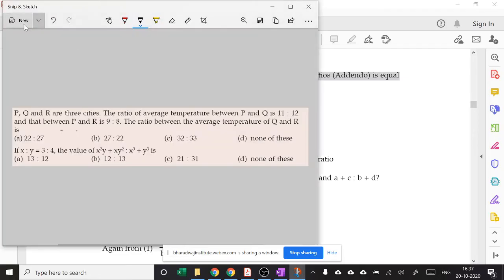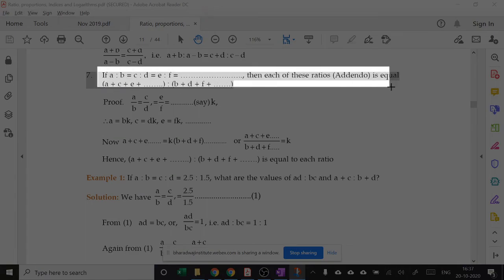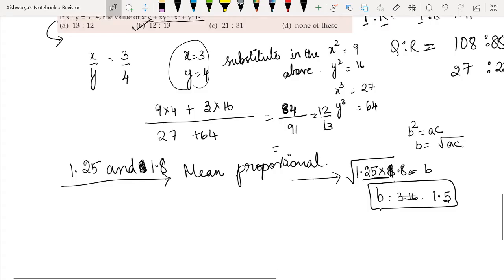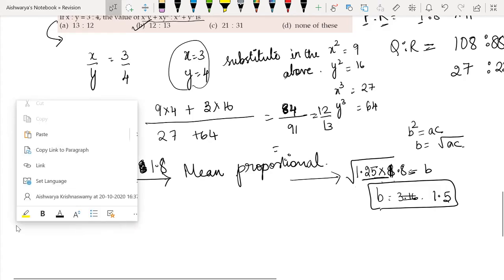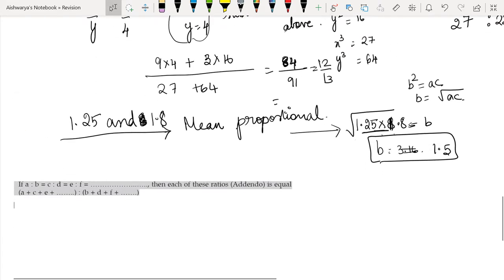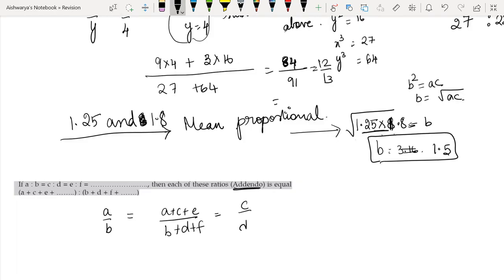Okay, there is one more property in proportion which I want to bring to you here. This property, if A is to B is equal to C is to D is equal to E is to F, this is called addendo. Then each of these ratios means A by B is equal to A plus C plus E by B plus D plus F. So this is equal to C by D also, and this is equal to E by F.